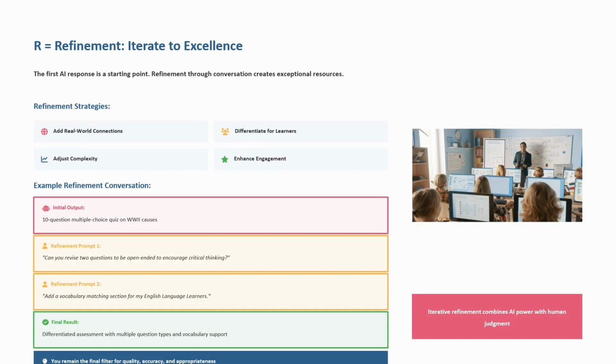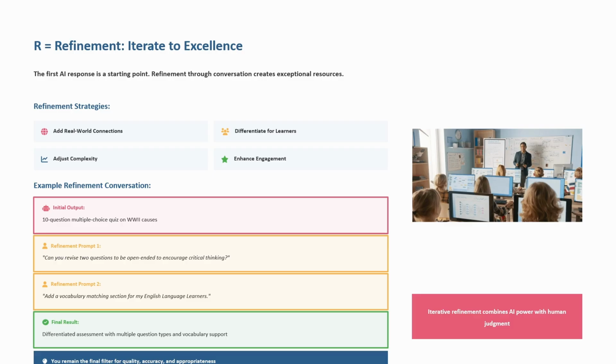The final step is R for refinement. It's rare that the AI's first response will be perfect. The real magic happens when you treat the interaction as a conversation. Think of the first output as a first draft. It's a great starting point, but it needs your expert eye to make it truly excellent. As the slide shows, you can use follow-up prompts to refine the content.